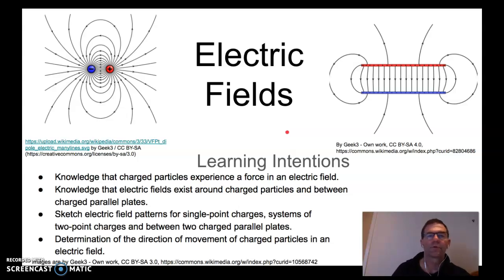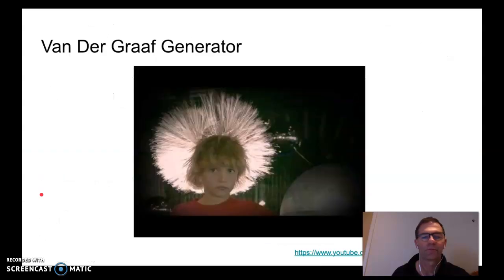This is going to take you through what you need to know about electric fields, the particles and waves part of higher physics. So we're going to be looking at the idea that an electric field causes a force on a particle, what the shapes are of the fields between different charged objects such as point charges and parallel plates, and then the direction of movement and the force caused by that.